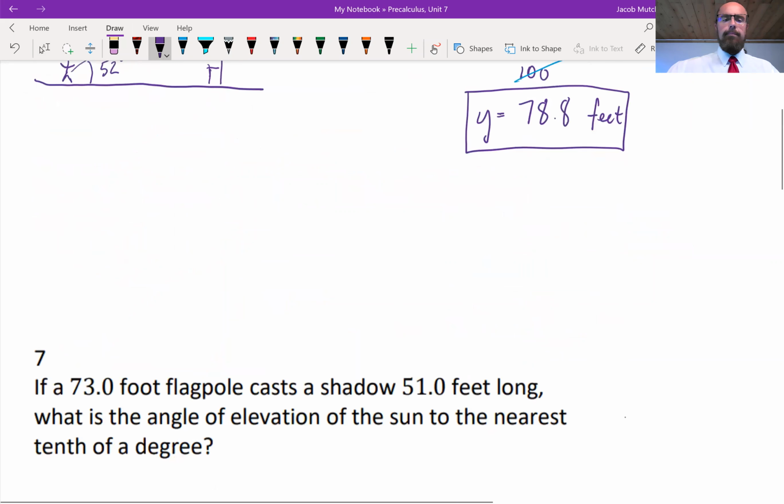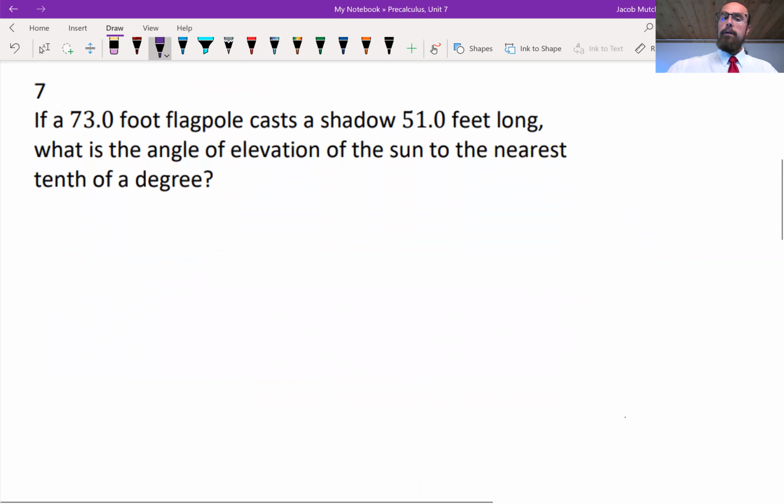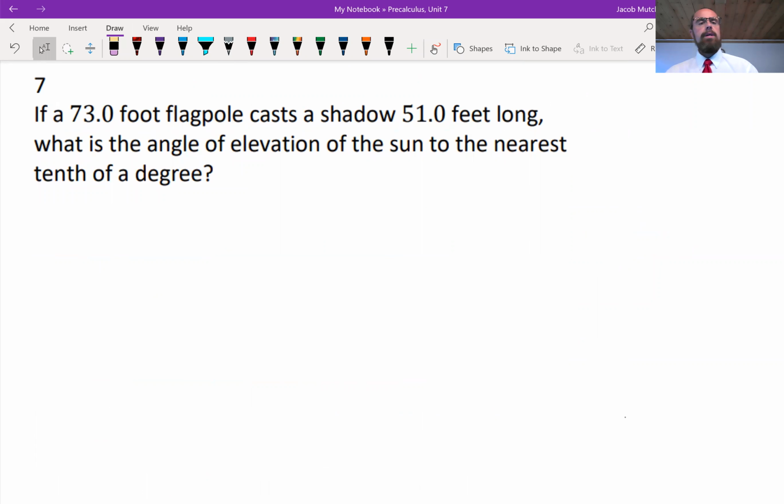Our second example is really looking for an angle. So here, this one is saying if a 73.0 foot flagpole casts a shadow 51.0 feet long, we want to know what's the angle of elevation of the sun to the nearest tenth of a degree. So a diagram is very helpful in this case as well.